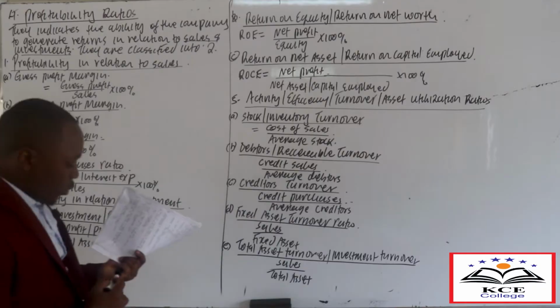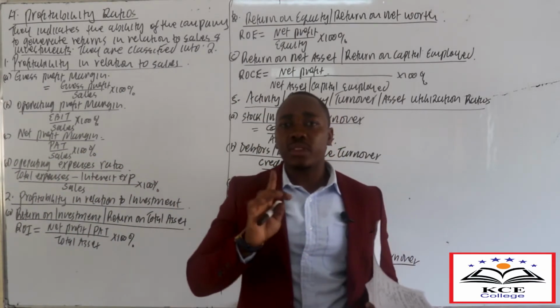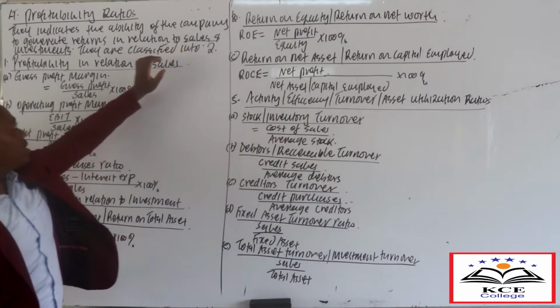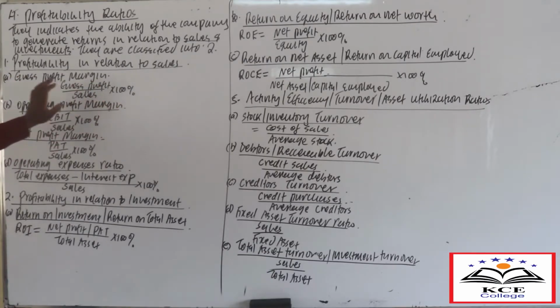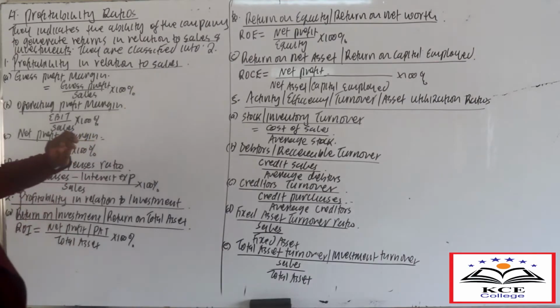So that means you can measure profitability from the income statement. Also, you can measure the profitability from the statement of financial position. That means the sales are for the income statement, and investment is the statement of financial position. So they are classified into two. Number one, we have profitability in relation to sales. Now, in relation to sales, how do you get the gross profit margin?